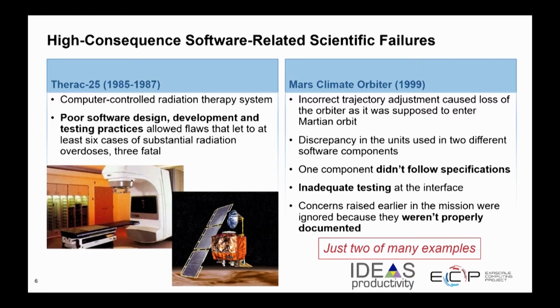And then in 1999, the Mars Climate Orbiter was lost as it was trying to insert into Martian orbit. And it turned out, you may remember, that it was a discrepancy in the units of measure used by 2 different software components. So one component didn't follow the specifications. There was obviously inadequate testing at the interface to detect that. And it turns out, when they dug deeper, that concerns were raised earlier in the mission, but they were ignored because they weren't raised on the proper form in triplicate, whatever was required, right? This is NASA, after all.